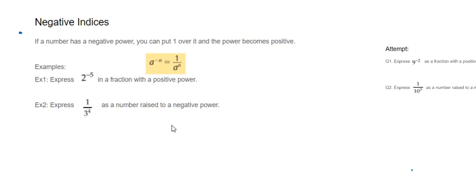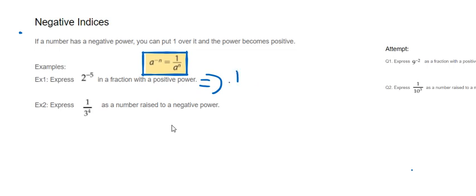If that was a positive 5, for example, you could just do 2 times 2 times 2 times 2 times 2, which would end up being 32. But because it's a negative, we don't really know what to do with it. So that's why this law is here. Any number to the power of a minus power equals 1 over that number, and then the power will just become positive.